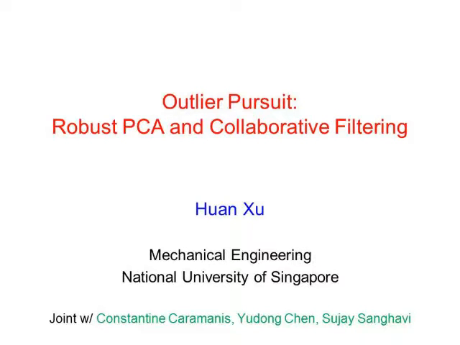Thanks for the introduction, and thanks to the workshop organizers for inviting me here. Today I'm going to talk about Outlier Pursuit. This is an algorithm that we came up with a couple of years ago, and I'll talk about how this algorithm can be used to solve robust principal component analysis and collaborative filtering. These are two different tasks but are closely related.